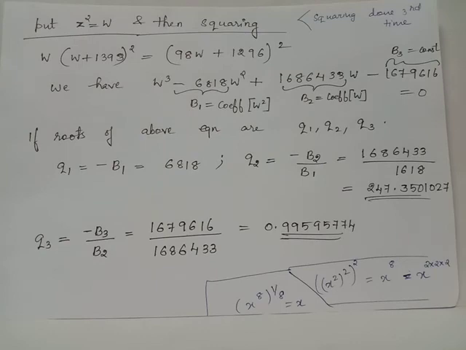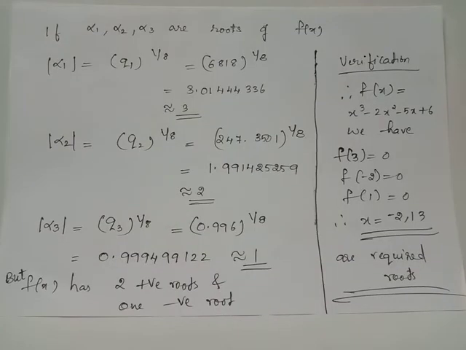That is, we have to take q1 the whole raised to 1 by 8, q2 the whole raised to 1 by 8 and q3 the whole raised to 1 by 8 in order to obtain the roots of f of x. Suppose alpha 1, alpha 2 and alpha 3 are the roots of f of x. Then the absolute value of alpha 1 equals 3.01444 approximately, which equals 3, by taking the 1 by 8th power of q1. Similarly, the absolute value of alpha 2 equals the 1 by 8th power of q2, which is approximately 2, and the absolute value of alpha 3 equals q3 the whole raised to 1 by 8, which approximately equals 1.